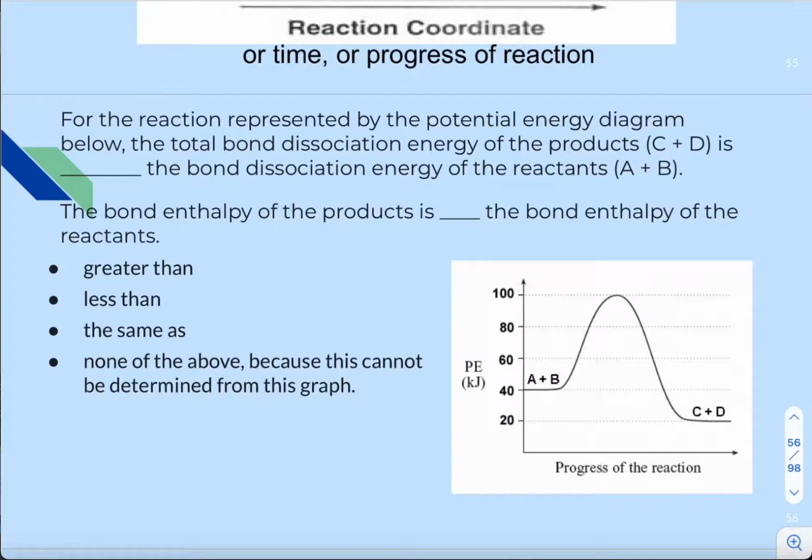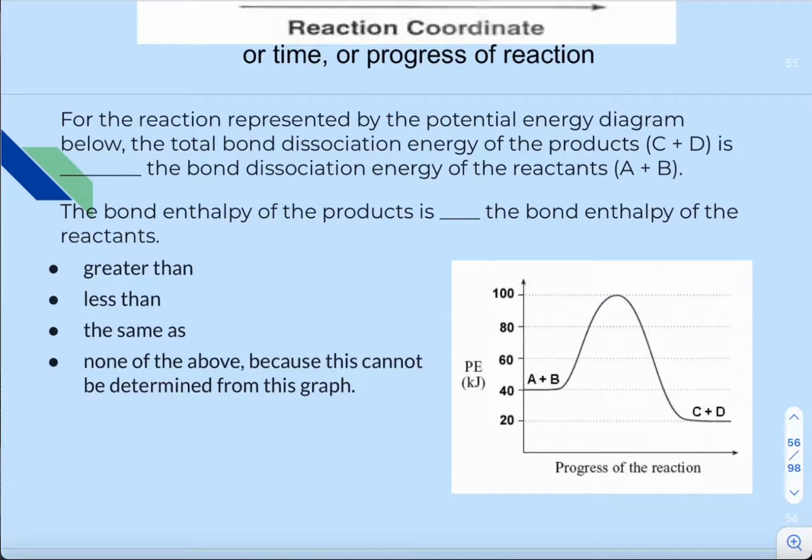So this question is saying, for the reaction represented by the PE diagram below, the total bond dissociation energy of the products is blank the bond dissociation energy of the reactants. The bond enthalpy of the products is blank the bond enthalpy of the reactants. Okay, so that's asking the same thing. So bond dissociation, bond enthalpy.